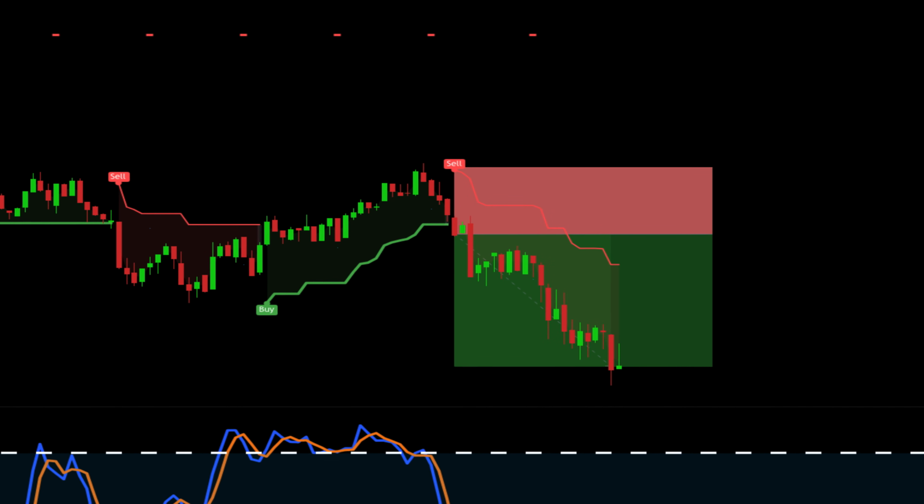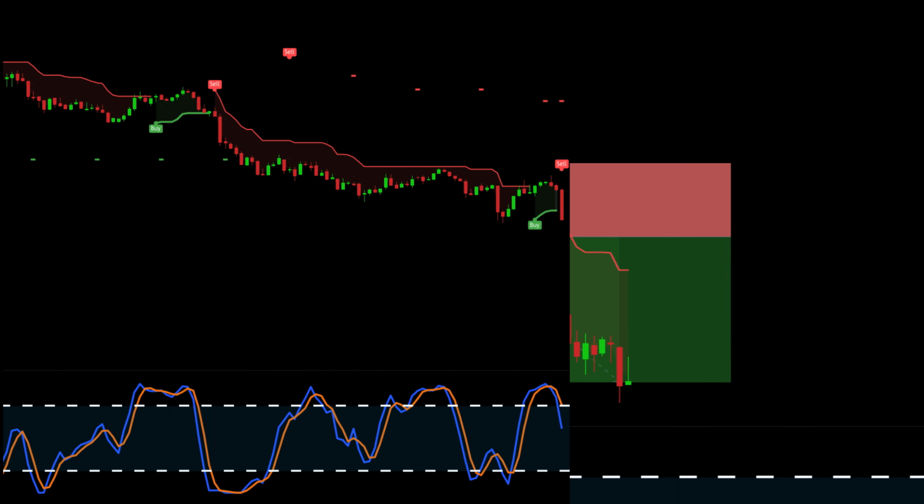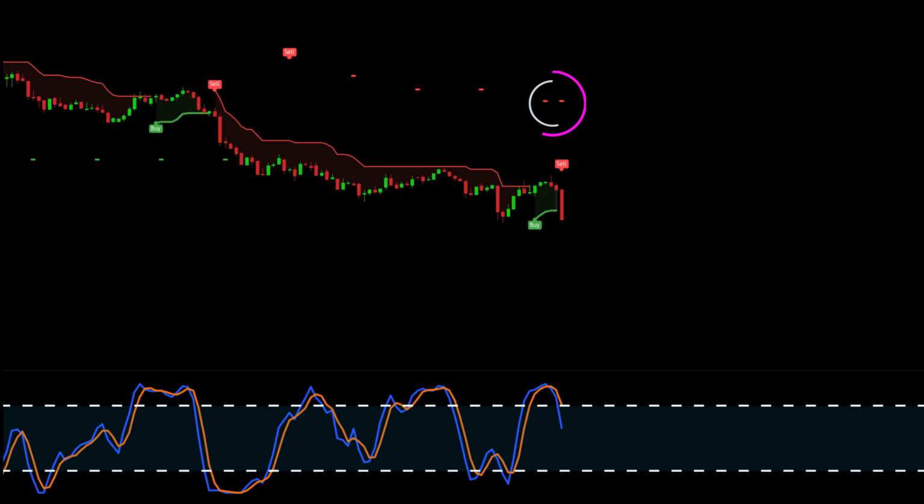I'm going to show you one more quick short example. There is a 1 hour super trend sell signal. We have hidden bearish divergence on the stochastic RSI. And then we get a 5-minute super trend sell signal. This is our trigger candle.